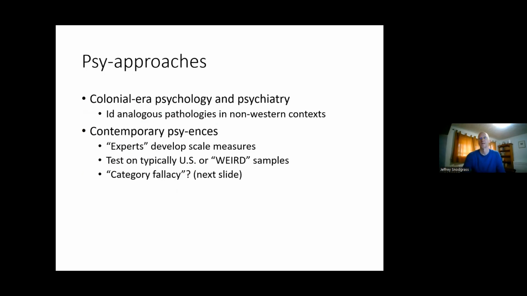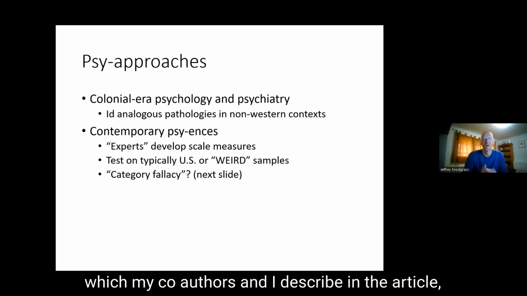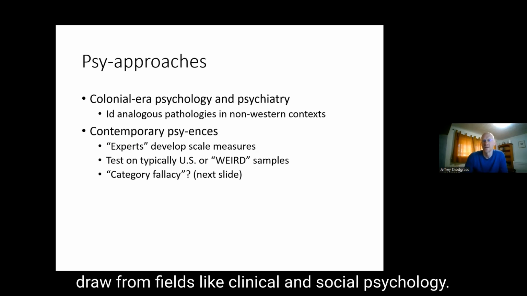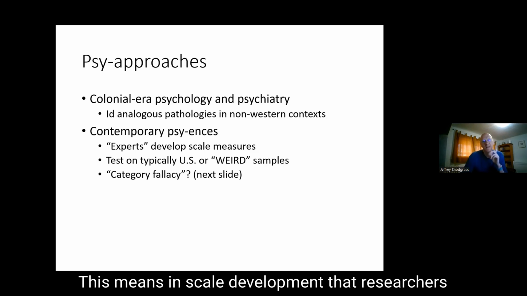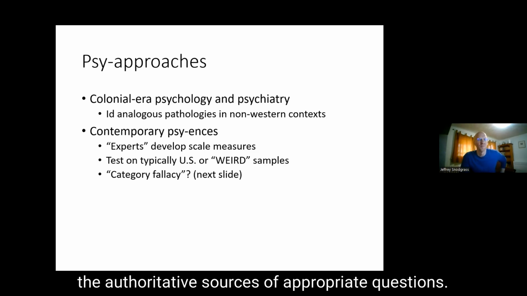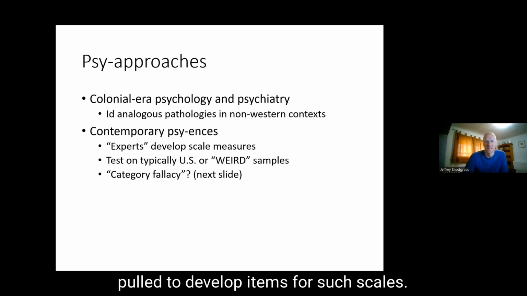Okay. So with historical roots in colonial projects, which my co-authors and I describe in the article, the contemporary cross-cultural disciplines draw from fields like clinical and social psychology. This means in scale development that researchers who study a particular topical area were considered the authoritative sources of appropriate questions. The literature would be culled and researchers pulled to develop items for such scales.